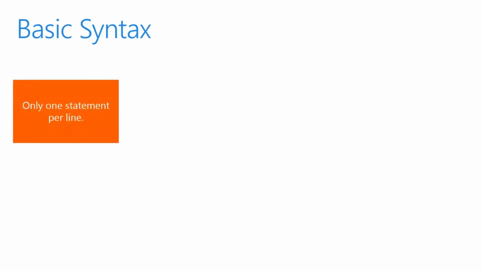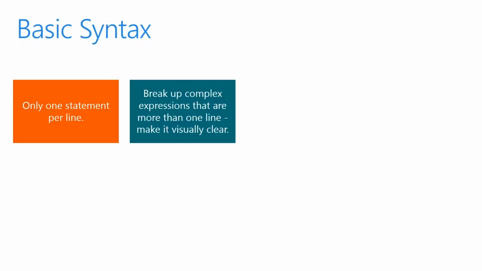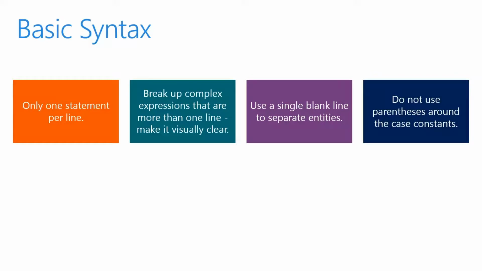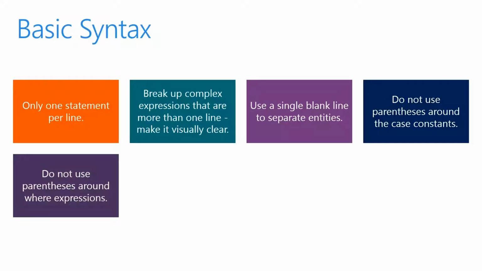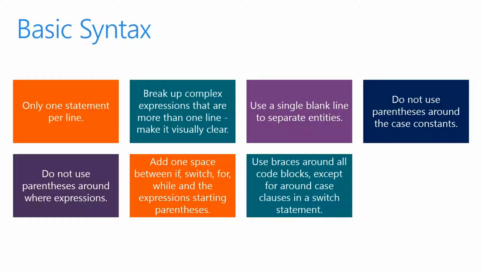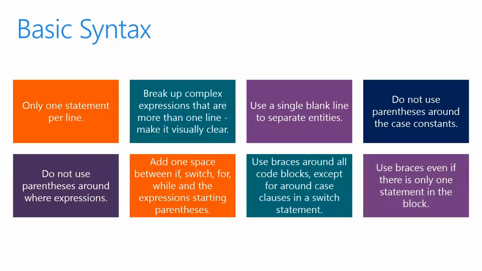It's also important to only have one statement per line. You'll break up complex expressions that are more than one line to make them more visually clear. You'll use a single blank line to separate entities, and you should not use parentheses around the case constraints or constants. You do not use parentheses around where expressions, and use one space between if, switch, for, while, and expressions starting with parentheses. You should use braces around all code blocks except for around case clauses in a switch statement, and use braces even if there is only one statement in the block.